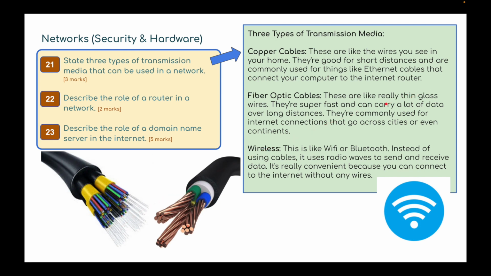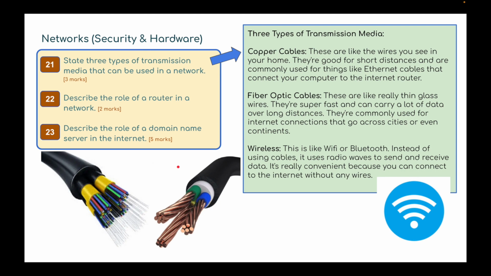These are like really thin glass wires. They're super fast and carry a lot of data over long distances. They're commonly used for internet connections that go across cities or even continents. You might have fiber optic cable in your house for either cable TV or for your actual internet connection.